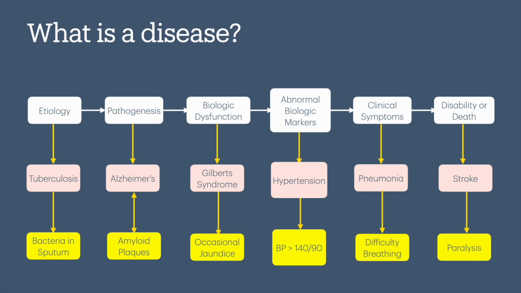Stroke is a good example. Many people seek medical care only after stroke has already caused some level of disability, like paralysis. In these cases, treatments like aspirin and statins can reduce the risk of future strokes, while physical therapy helps restore or improve strength. At this stage, the focus is on managing the condition and improving quality of life.